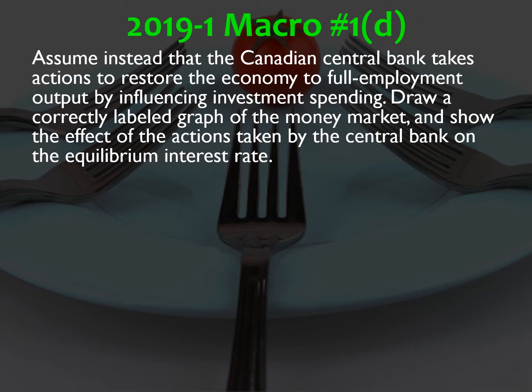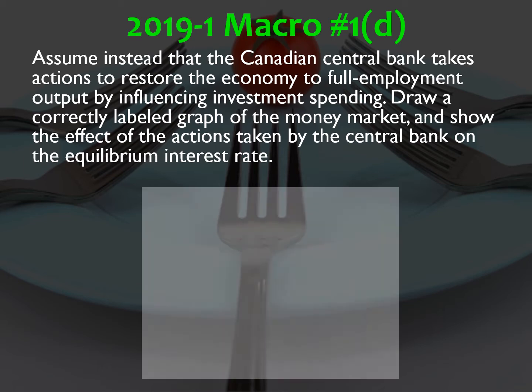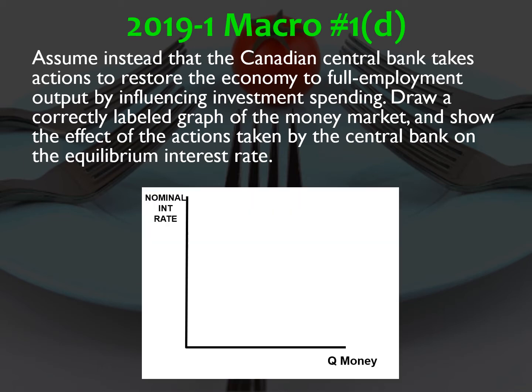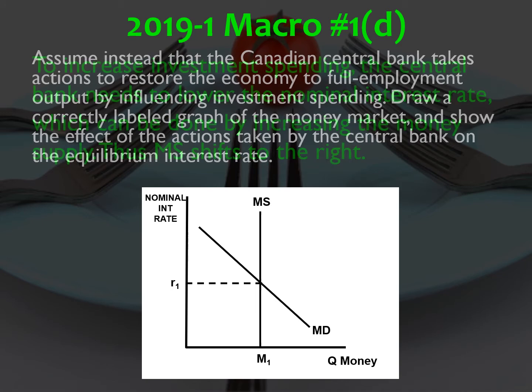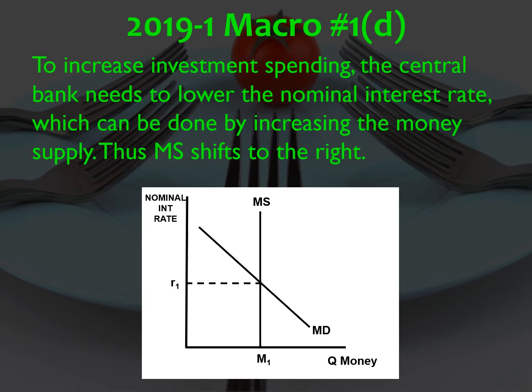D, assume instead that the Canadian Central Bank takes actions to restore the economy to full employment by influencing investment spending. Draw a correctly labeled graph of the money market and show the effect of the actions taken by the central bank on the equilibrium interest rate. So money market has nominal interest rate on the y-axis, quantity of money on the x-axis, money supply is vertical, money demand is downward sloping. There is R1, which is your interest rate. Now, to increase investment spending, the central bank needs to lower the nominal interest rate, which can be done by increasing the money supply. So money supply shifts to the right, thereby lowering the interest rate. That lower interest rate will stimulate investment spending and cause the recessionary gap to eventually close.